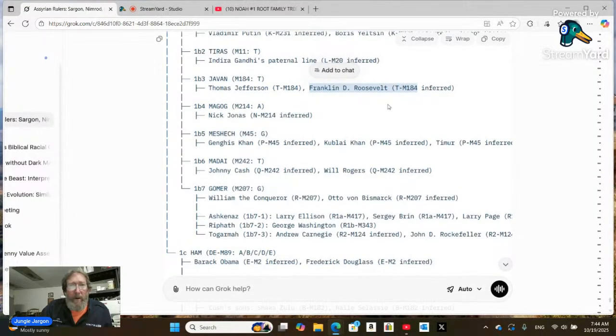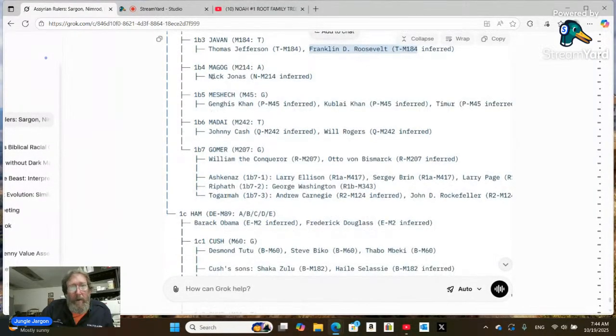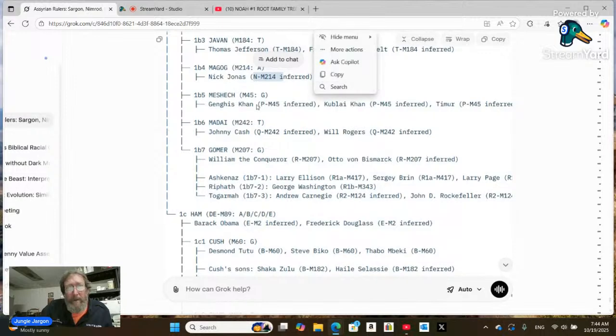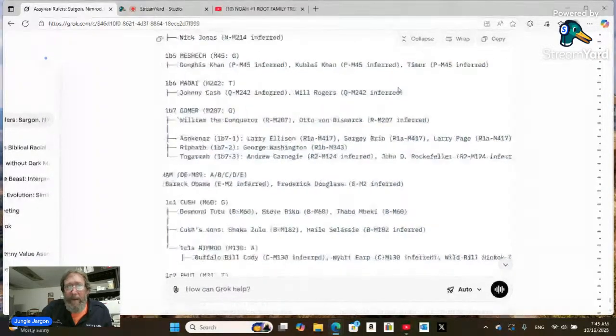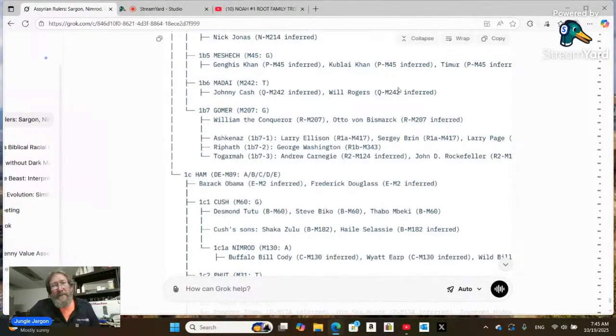Now we come to Magog. Magog, we got Nick Jonas, which is inferred. We got Meshach. I got Meshach, Genghis Khan, P40, M45, inferred. Kublai Khan, M45, inferred. Timur, M45, inferred. And this is the interesting one here.